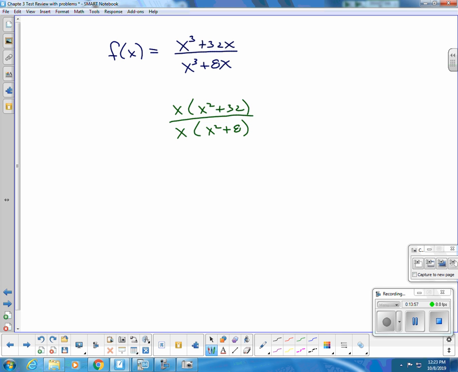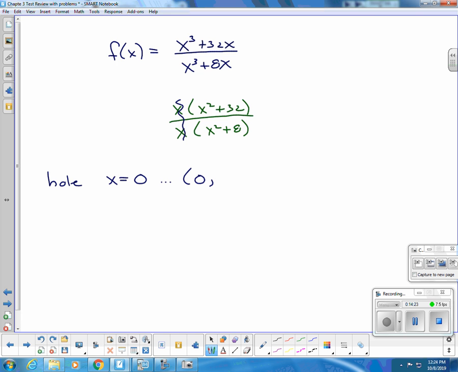So, second thing I look for is any holes in the graph. Anything that's going to cause a hole. You see a factor that cancels? The x's cancel, right? So there's a hole at x equals, you set that equal, 0.